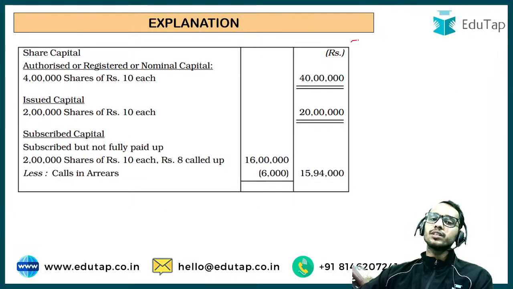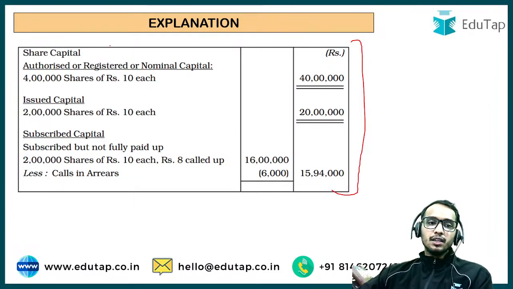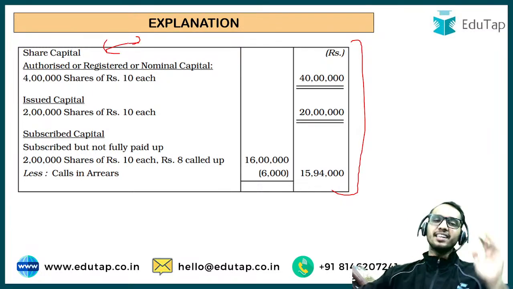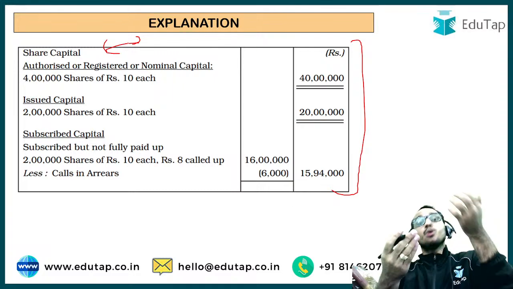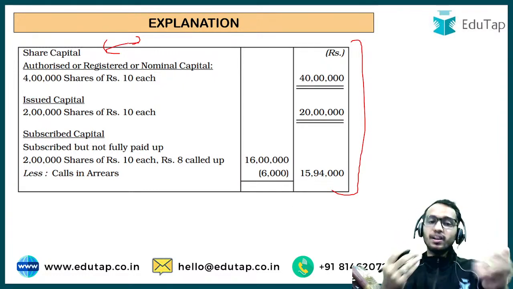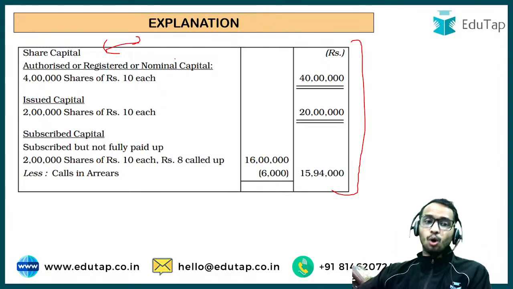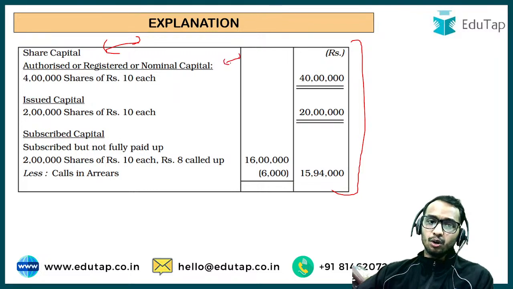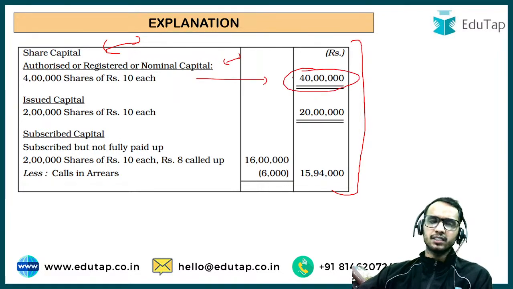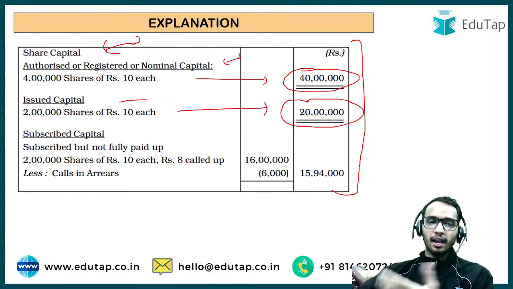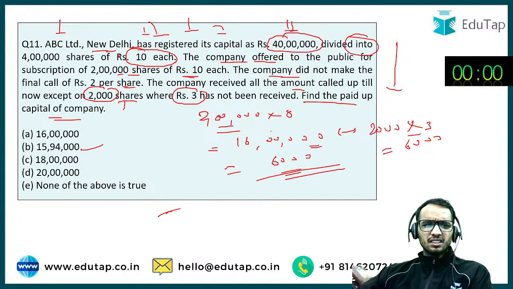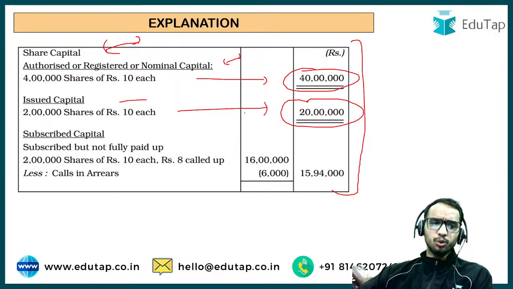And how to show this in the notes to account? Very easy. Share capital, inside the share capital. See, in the face of the balance sheet, you are only going to have share capital. But in the notes to account, in the annexures, you will have different items like this authorized or registered or nominal capital. So in that you will have authorized share capital as 40 lakh. We have discussed about that. Issued capital, you know 2 lakh shares have been issued at rupees 10 each. So that will be 20 lakh, right? Okay. So this is your issued capital.